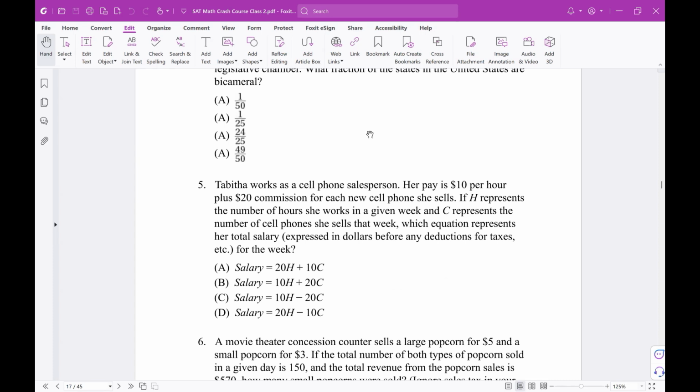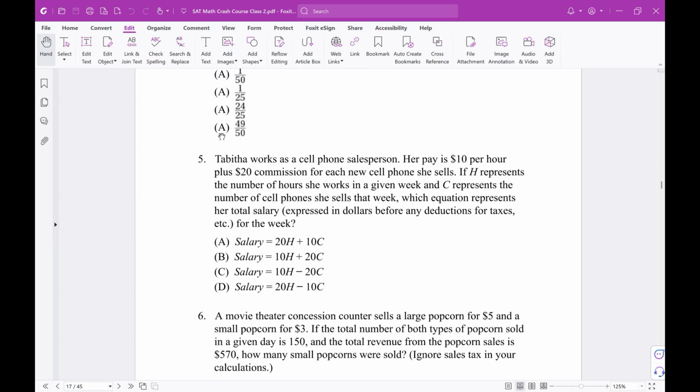If H represents the number of hours she works in a given week, and C represents the number of cell phones she sells that week, which equation represents her total salary expressed in dollars before any deduction for taxes, etc., for the week? I think this is just a baby problem for you, because you are very good at algebra, as I have experienced. So you just need to go through this statement maybe twice or thrice.